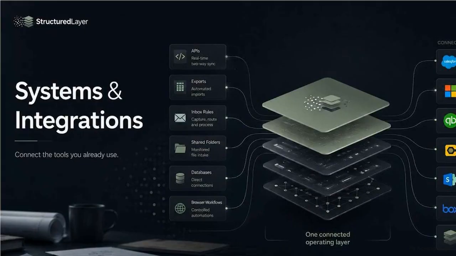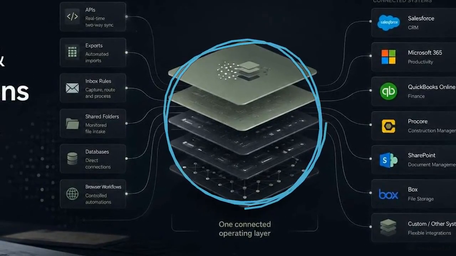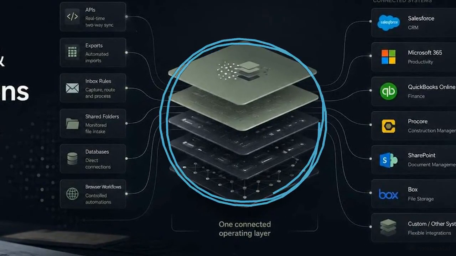Here are the systems and integrations. On the right, APIs and inbox rules capture data from established tools like Salesforce and Procore, feeding the central layer. With real-time synchronization, original tools stay in place while data flows into a unified structure.